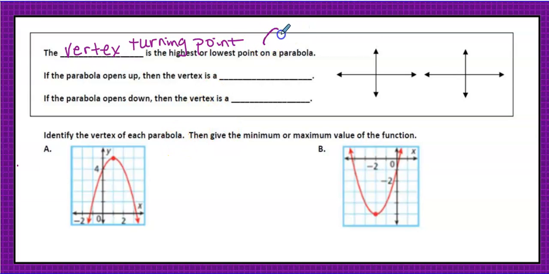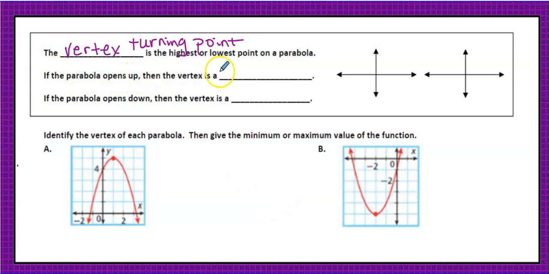You could have a graph that looked like this, and you would have 1, 2, 3, 4 turning points on that graph. So those aren't vertices really. A vertex is on a parabola, it just has one turning point, but you might see the word turning point in the future. I'm going to erase that part. I'm going to erase this graph. We're not looking at that type of graph today. We're only looking at parabolas.